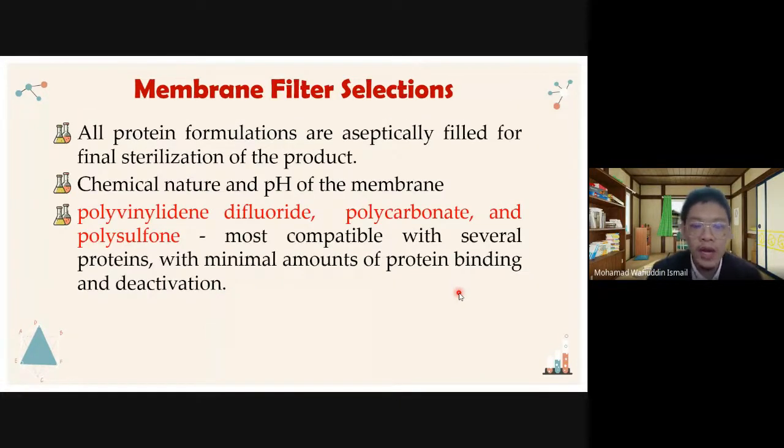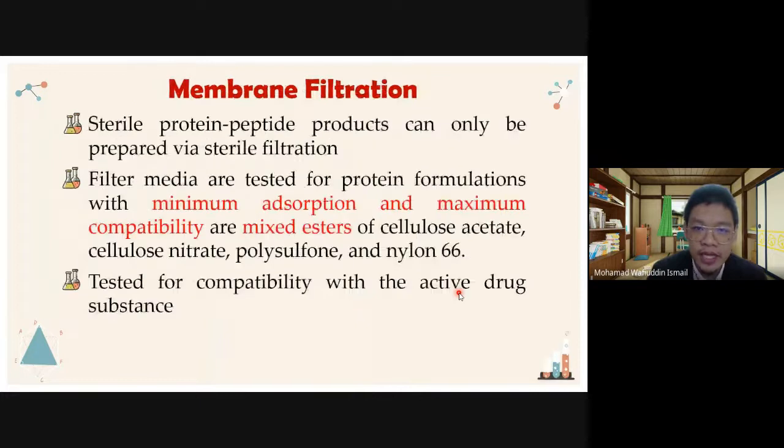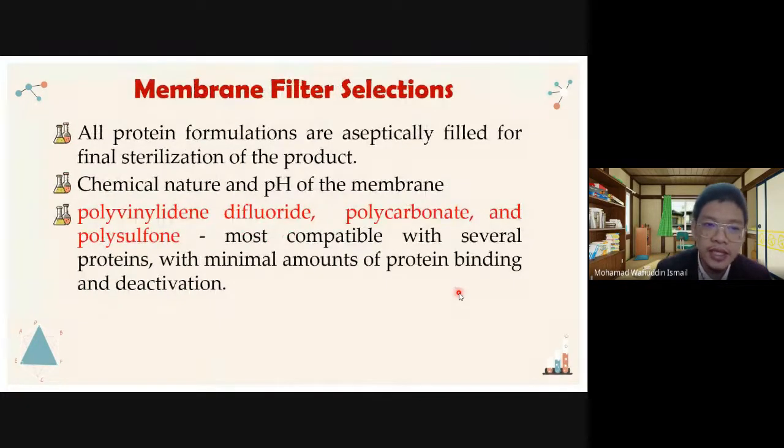Okay, right. So next, the membrane filter selection. In the membrane filter selection, all protein formulations are acceptably filtered for final sterilization of the product. So we filter the formulation. That's the selection of the membrane filter. The chemical nature and pH of the membrane must be looked at. Next, polyvinylidene difluoride, polycarbonate, and polysulfone are examples most compatible with several proteins, with minimal amounts of protein binding and deactivation.